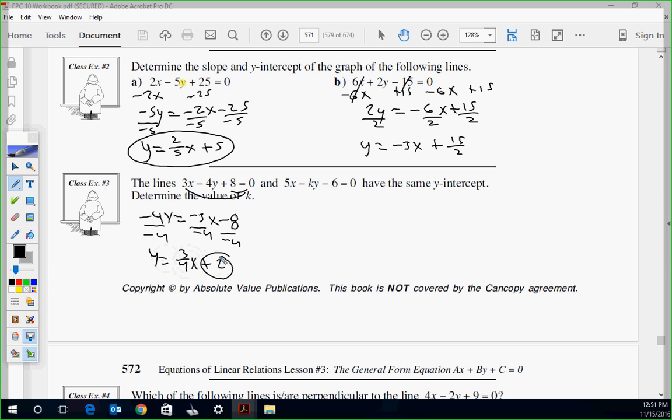It's 2. What's that? This is a 3. Okay. 3/4 x plus 2. We only care about the y-intercept, which is 2. So we're trying to get this guy to have a y-intercept of 2. So what we're going to do is the same steps, and it's going to tell us what we want k to be. So I'm going to move the 5x, I'm going to move the -6 over. So it's going to be -ky equals -5x plus 6.